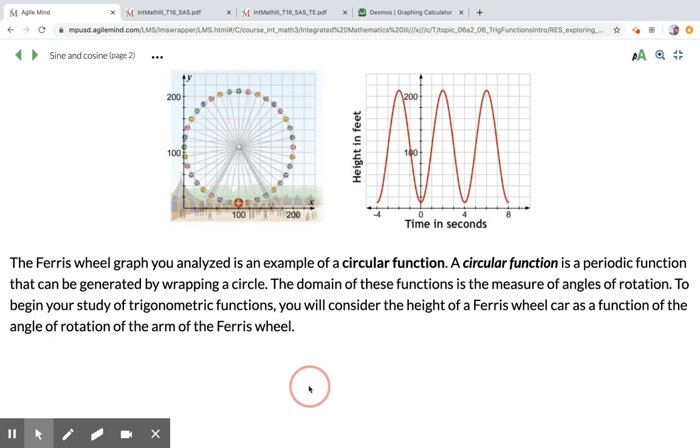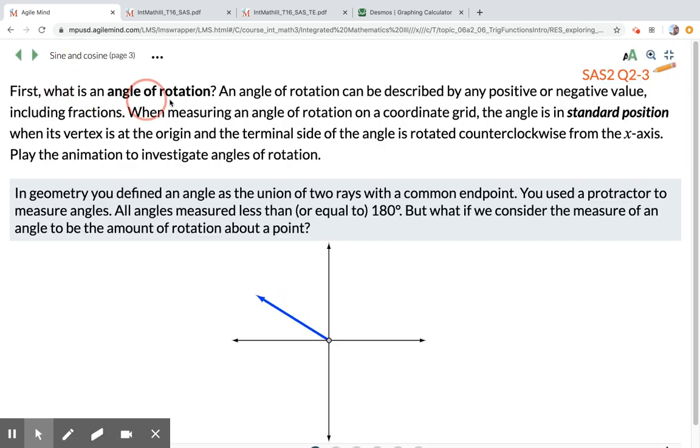But as we go into our study of trig functions, we're going to start playing with the height of our Ferris wheel as a function of our angle of rotation. As I said, one full rotation is 360 degrees. Half a rotation would be 180 degrees. You know how this goes. But this means you could actually do more than 360 degrees, right? Because you could rotate around and around and around. And of course, if you went backwards, you could have negative angles of rotation. So let's play with this just a little bit.